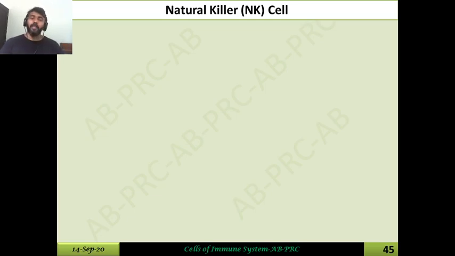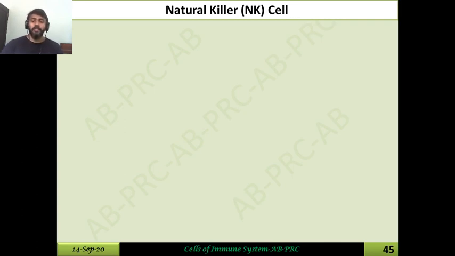Hello everyone. So now the third lymphocyte, that is natural killer cell. We have already seen the details and features of B lymphocyte and T lymphocyte. They are performing a very significant role in immune responses. Alright. So here a little different lymphocyte we are going to discuss is natural killer cell or NK cell.